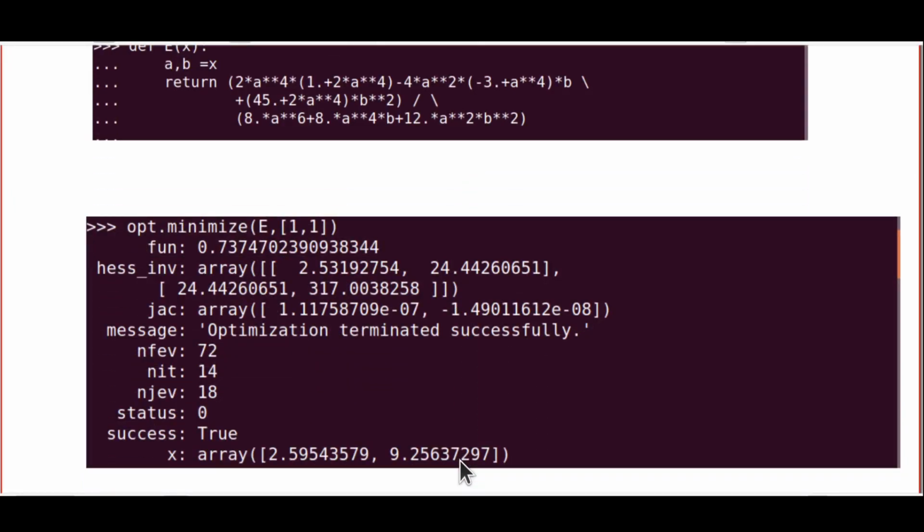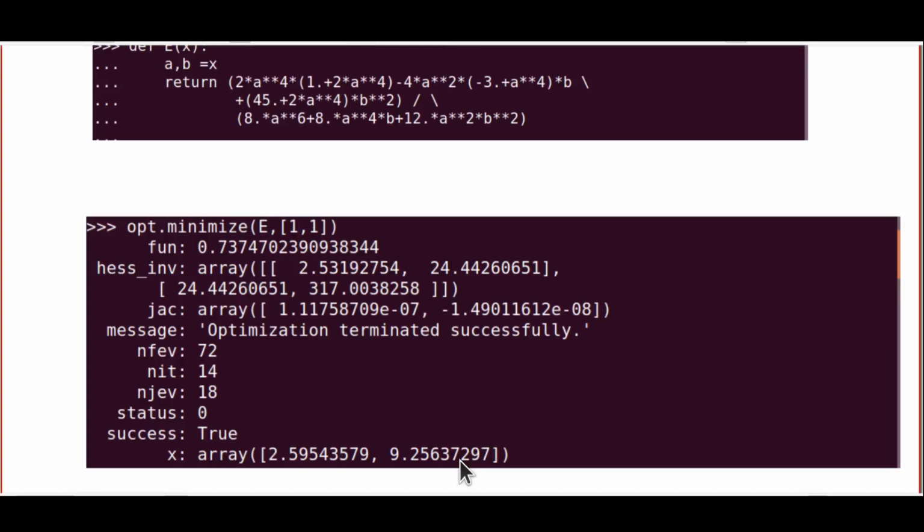Now what does it mean? It means that what it has done here is that it has managed to find a minimum, or at least something which is close enough to a minimum, but it's not necessarily the global minimum that you are looking for.